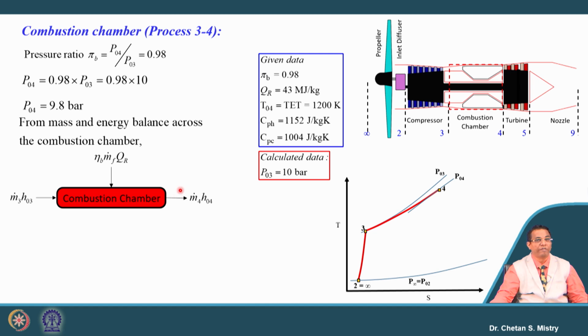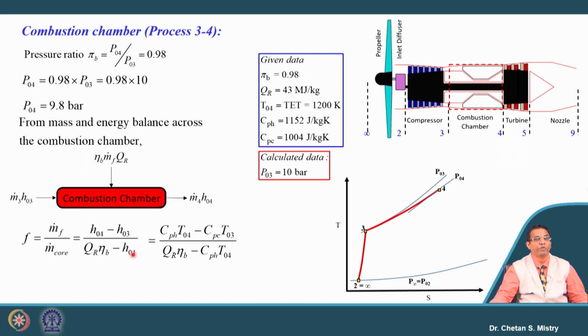So for that we will be putting our control volume, and from this control volume we will write our energy balance, and based on that energy balance we can write down the fuel air ratio. It is given by (h04 minus h03) divided by (calorific value into burner efficiency minus h04). This value we are writing in terms of Cp T0.